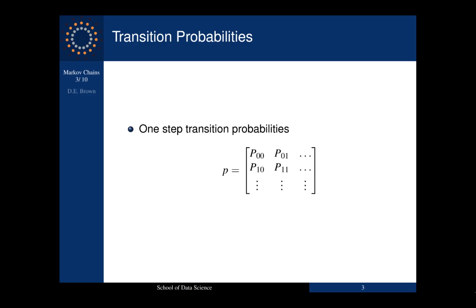Well, with that idea, we can define one-step transition probabilities, and these are just the probabilities of going from one state to the next. So if we look at the top row in this matrix, these define the probabilities of going from state 0 to state 0, state 0 to state 1, state 0 to state 2, and so forth, all the way up to the limit. And the second row is state 1 to state 0, and so forth.